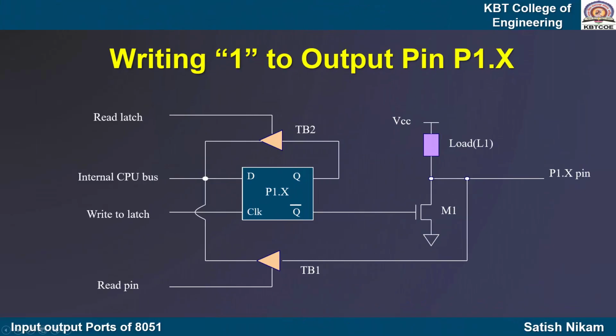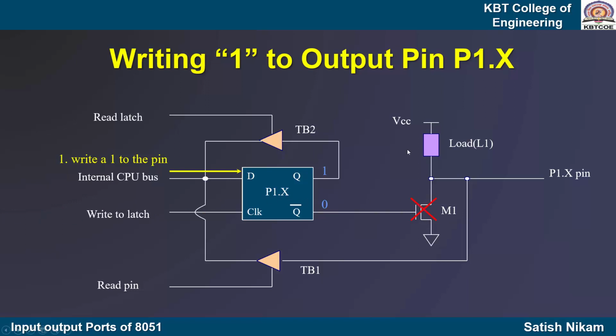Let us now see how 1 is sent on the port pin. When the CPU sends 1 on the internal bus, it is applied to the D input of the D flip-flop, and this 1 gets stored in the flip-flop and is available on the Q pin. As we know, for a flip-flop, if Q is equal to 1, Q bar is 0. So Q bar becomes 0 here, which is applied to the gate pin of the transistor, which makes the transistor off, and it will act as an open switch.